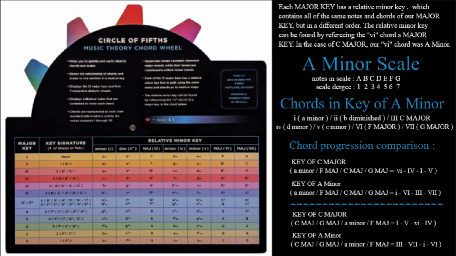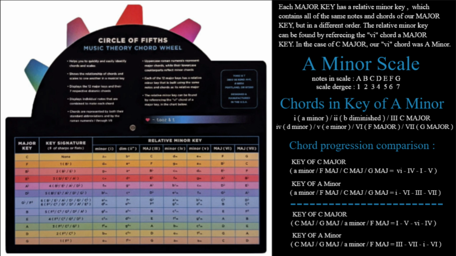This is where we have all our relative minor keys listed for our major keys. Each major key has a relative minor key that can be found by referencing the sixth chord of the major key. The relative minor key will contain all the same notes and in turn build all the same chords as the relative major. However, the scale is built in a different order than the major scale.